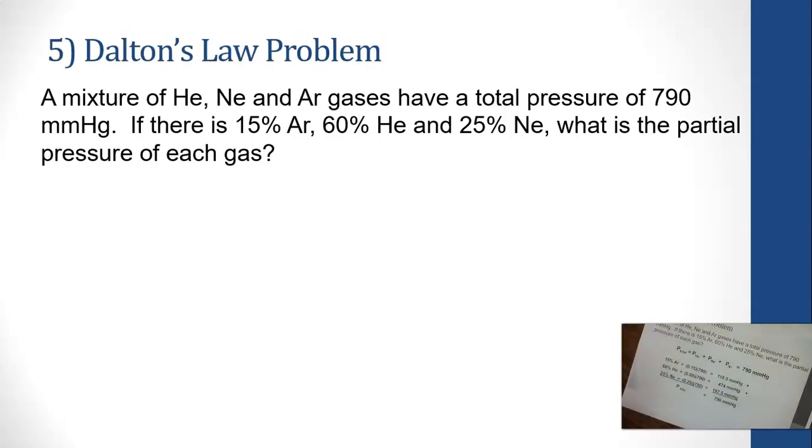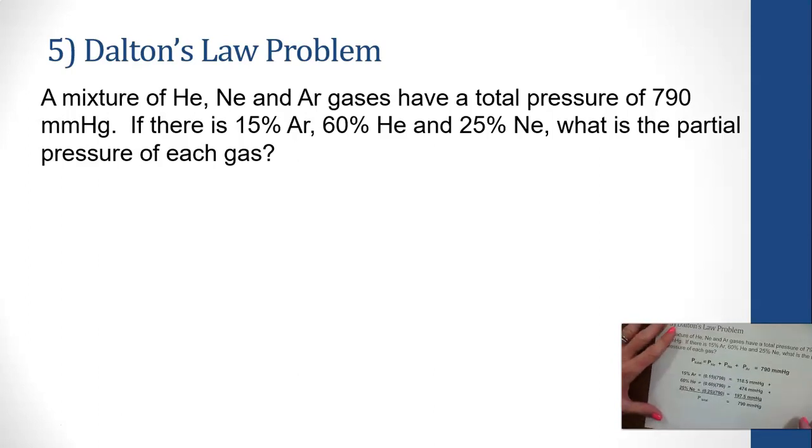Okay, last problem. Here we have a mixture of helium, neon, and argon gases has a total pressure of 790 millimeters of mercury. Whoa, if there's 15% argon, 60% helium, and 25% neon, what's the partial pressure of each gas? Well, I kind of worked this out a little bit for you here. So 15% is argon. Okay, so 15%, it gives me the total pressure right here.